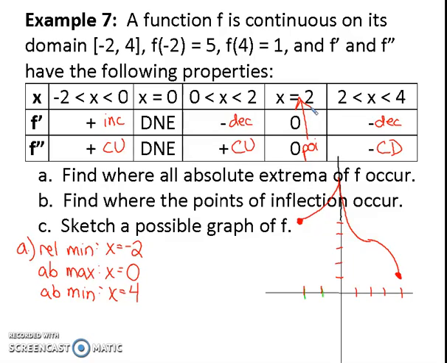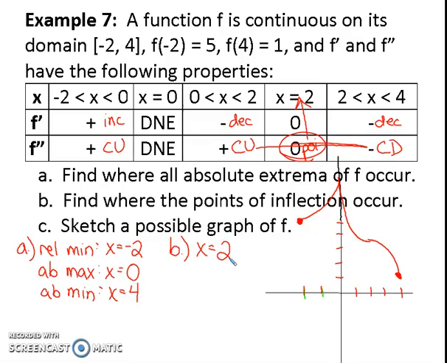If you look at the picture we've drawn, that helps us with part A. I can tell that x equals -2 is a minimum because we increase past that point. However, it is not the lowest point of the entire graph, so it's only a relative minimum. At x equals 0, I put that peak up there, so that's my absolute maximum. And x equals 4 is the lowest point of the graph, so that's the absolute minimum. Then for part B, the points of inflection, I already addressed that a minute ago from the table: where the concavity changes tells me that x equals 2 is where I have the point of inflection.